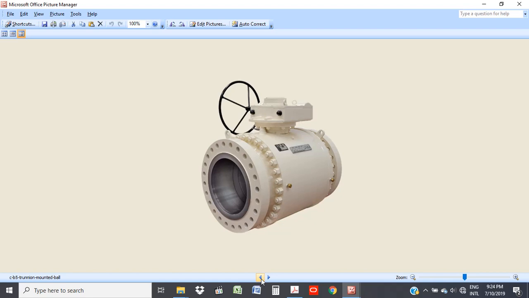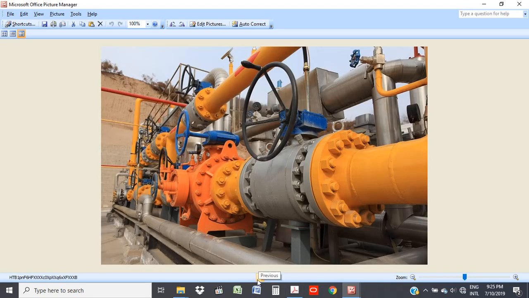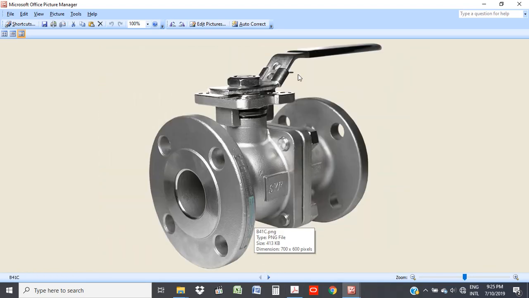A ball valve is a shut-off valve that controls the flow of a liquid or gas by means of a rotary ball. By rotating the ball a quarter turn around its axis, the medium can flow through or is blocked. So this is the valve now, and this is what you use to control it.